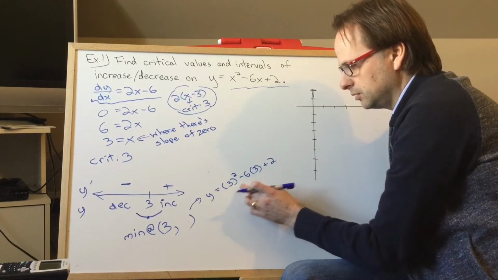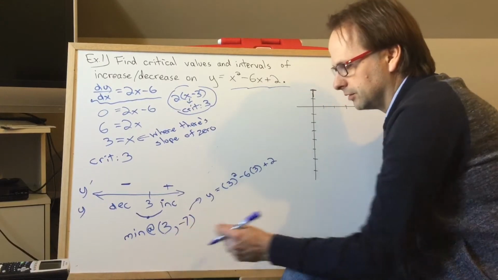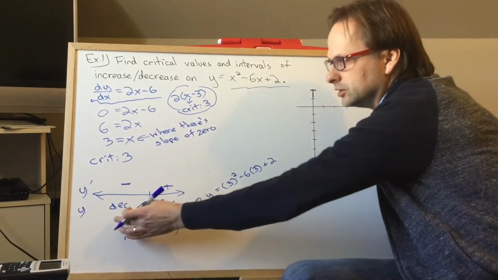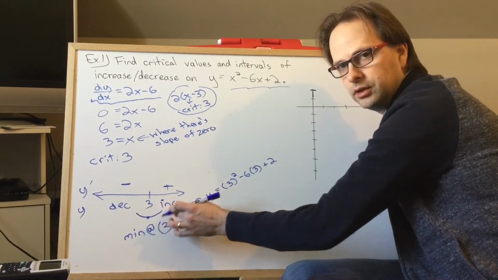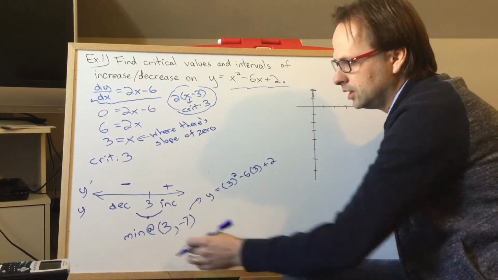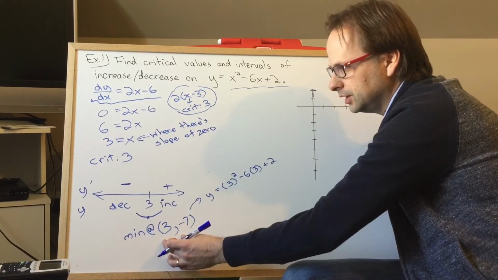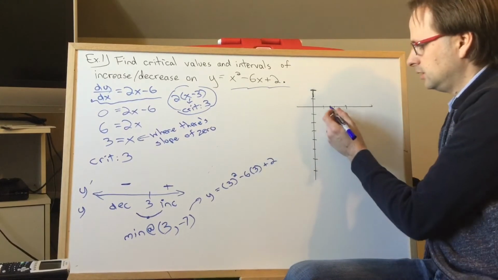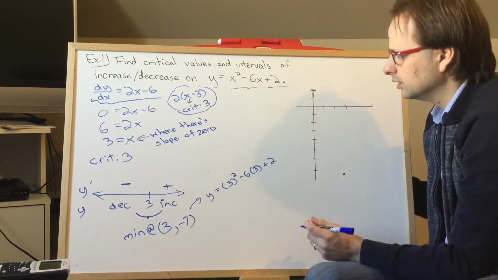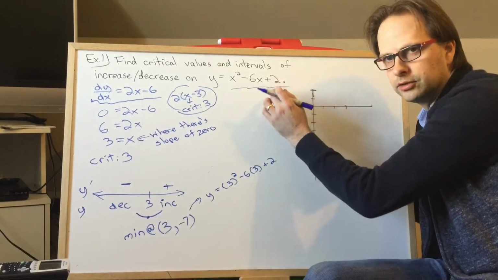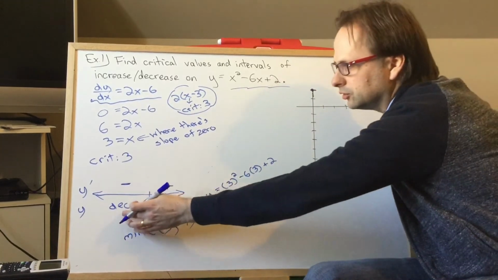Let's see, what is that? 9 minus 18 is negative 9, plus 2 is negative 7. So this function is decreasing until it hits x is 3. Then it's increasing forevermore. When we found out the coordinates of that minimum point, it's 3, negative 7. Let's draw it. 3, negative 7 would be right here. I can easily find the y-intercept on this function. It's 2.